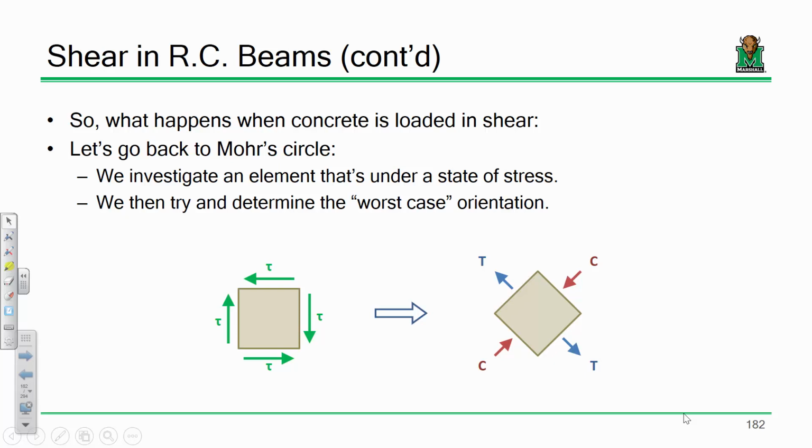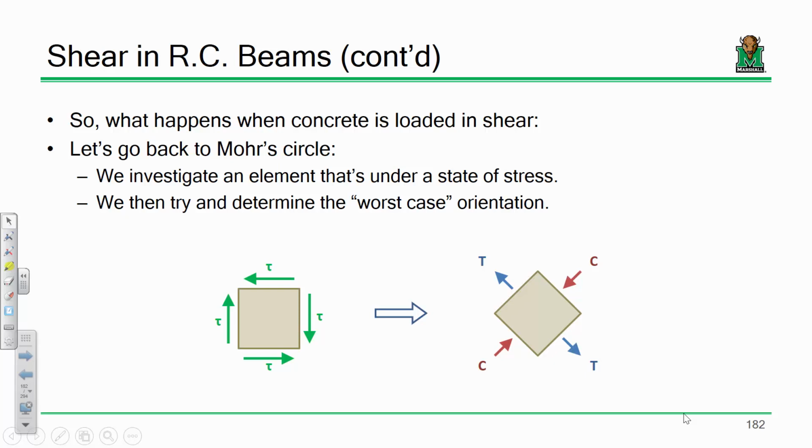Okay, so let's say I have a state that has 0 stress in the x direction, 0 stress in the y direction, but I have a state of pure shear. What Mohr's circle tells us is, what orientation gives us the worst case scenario? It's an orientation of 45 degrees. At that orientation of 45 degrees, what happens is you get tension this way and you get compression this way. So your sigma x might be this, your sigma y might be that, and your shear stress is 0.